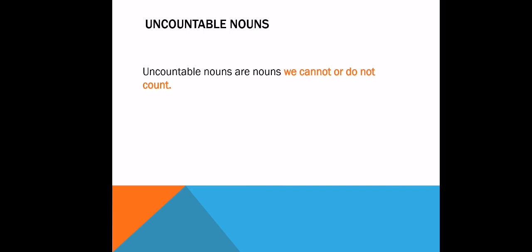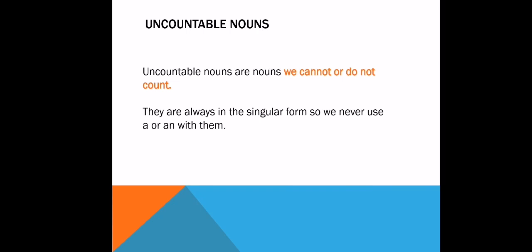Next, the uncountable nouns. Uncountable nouns are nouns that we cannot or do not count. For example, hair. Can you count hair? Of course, you cannot count the hair because there is too much hair on your head, right? Uncountable nouns are always in a singular form, which means we never use a or an with them.